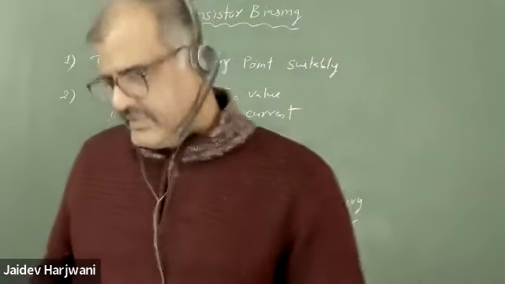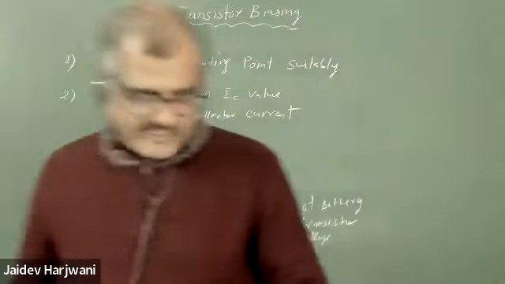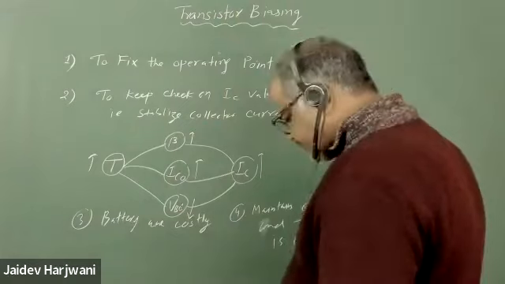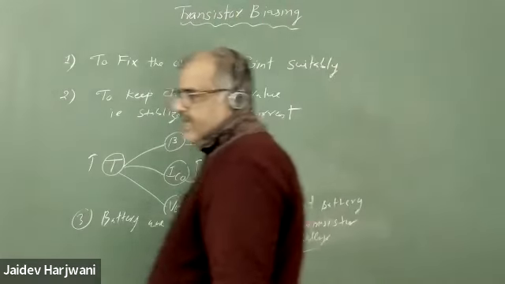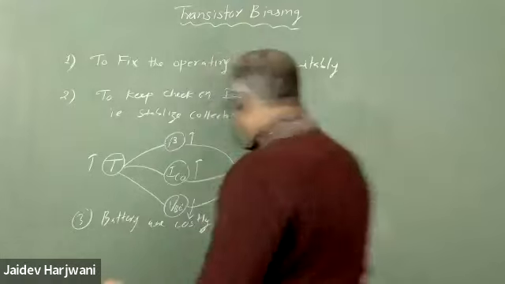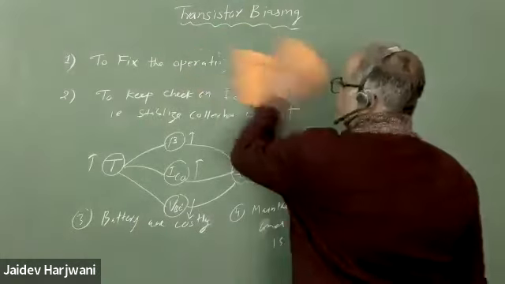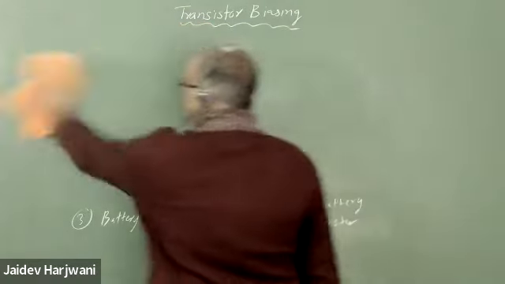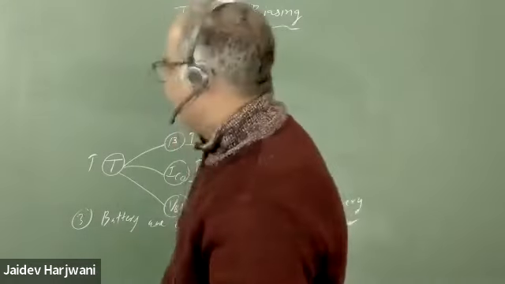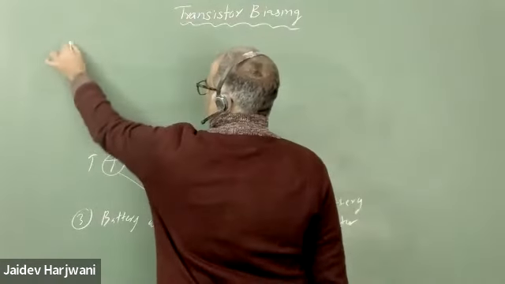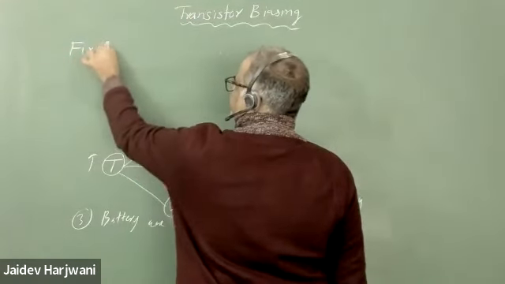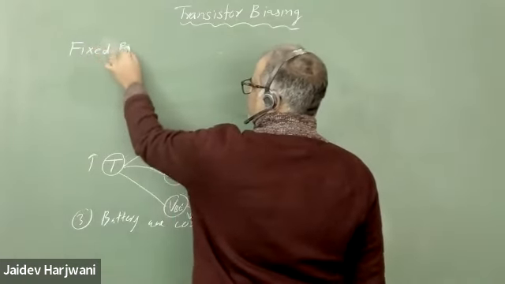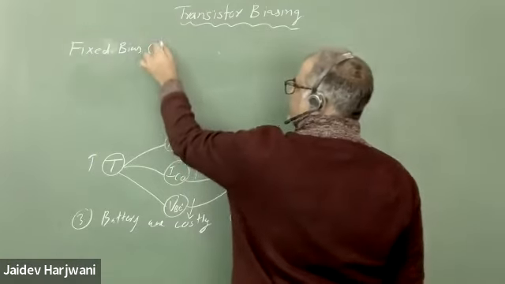So there are a variety of biasing types. Each biasing has its own advantages and disadvantages, okay. So mainly we'll start with some elementary biasing. The first elementary biasing is the fixed bias, which is not a good biasing, but it is an elementary one. So we're starting with the fixed bias circuit.